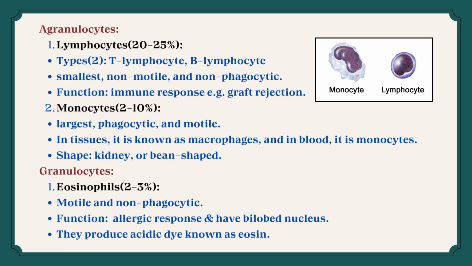There are two types of agranulocytes, namely lymphocytes and monocytes. Lymphocytes constitute about 20 to 25% of WBC. There are two types of lymphocytes, namely T lymphocyte and B lymphocyte. Lymphocytes are the smallest, non-motile, and non-phagocytic WBC. The main function of the lymphocytes is immune response, e.g., graft rejection.